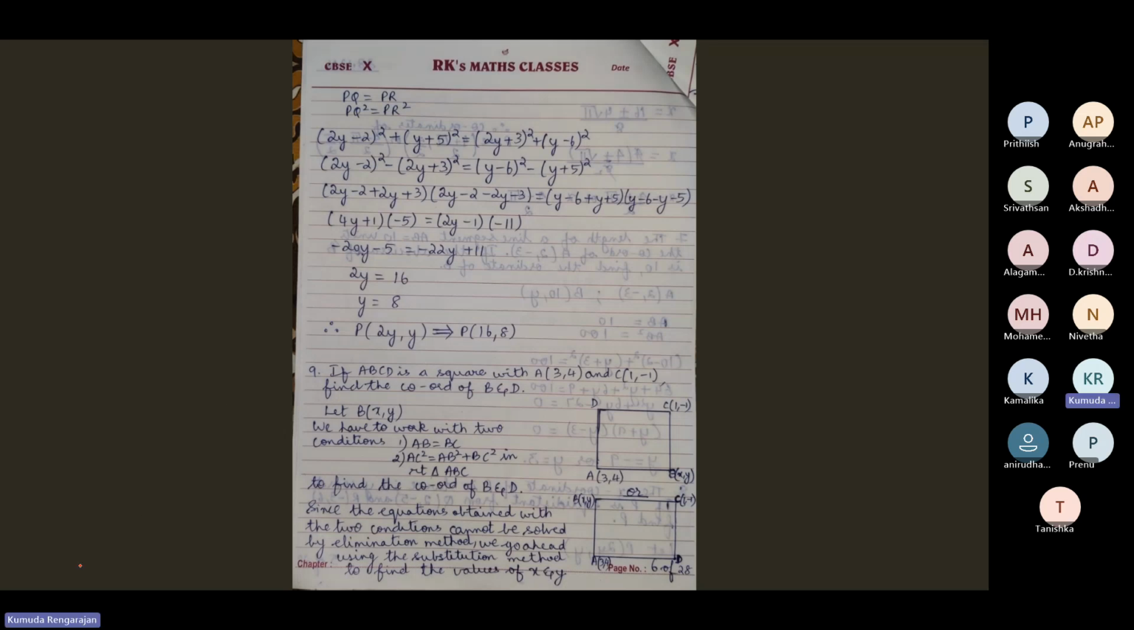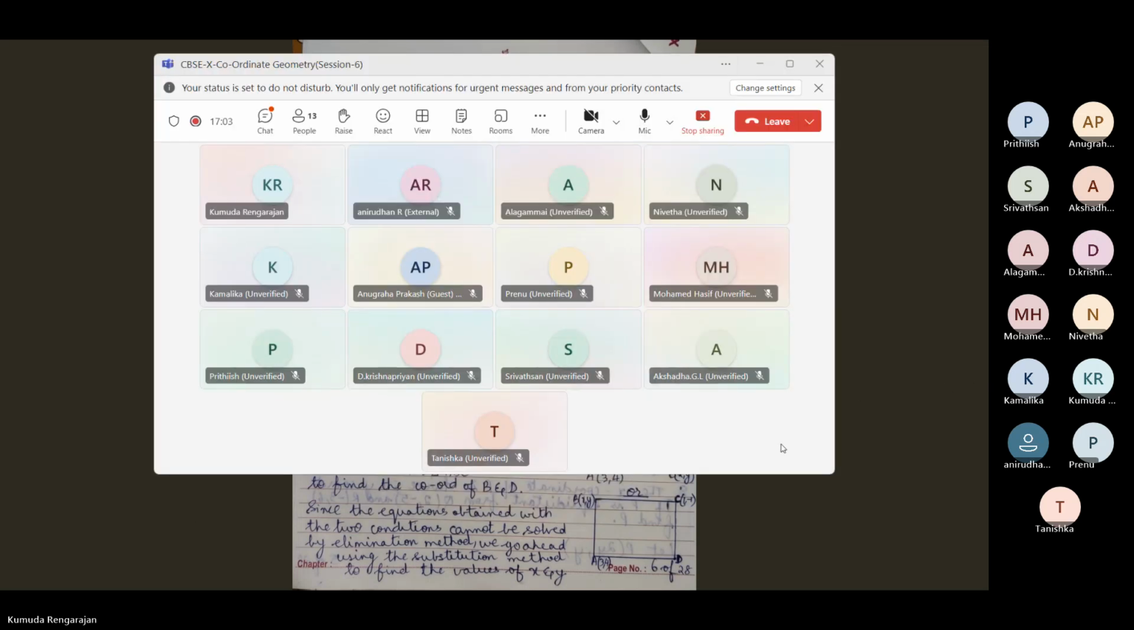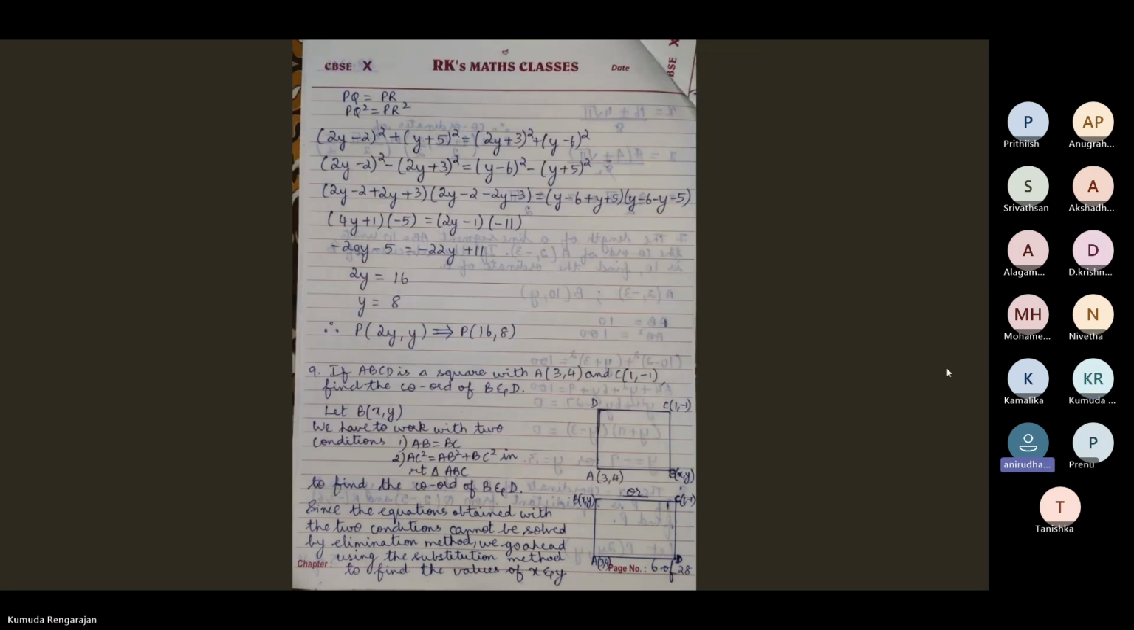I've shared my screen. Is it visible? I've shared my screen, children. Is it visible to all of you? Aniruddhan, Niveda, Kamalika, Anugraha, Prenu, Mohammad, Pratish, Krishna Priyan, Srivatsan, Akshada, Tanishka. Is my screen visible? Yes, ma'am, it is visible. Okay, thank you. All right.